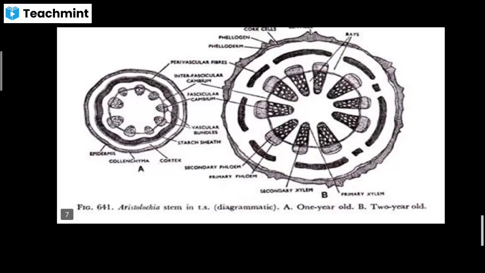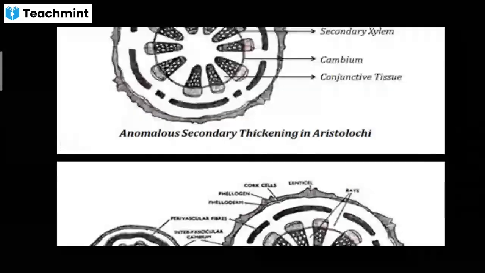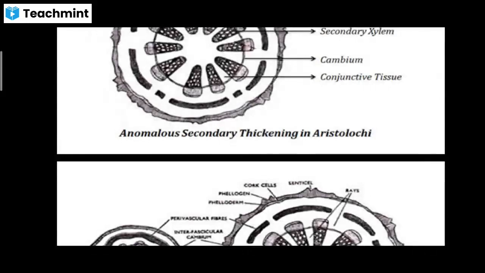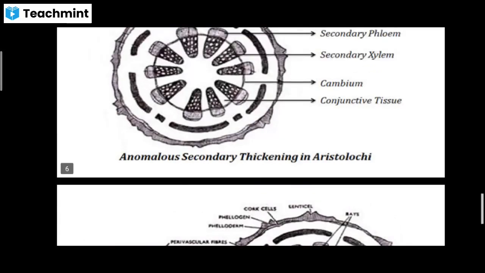In this way, the anomalous secondary growth takes place in the plant Aristolochia, and it is of the adaptive type. Due to this adaptation, these characters will help the plant for climbing on another plant. So, in every example, you can just remind yourself of the type of secondary growth.